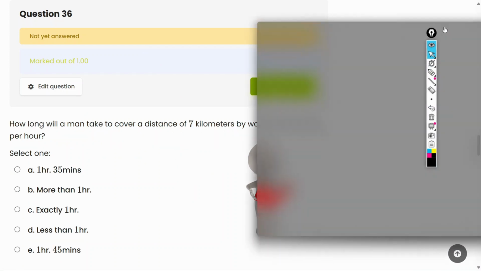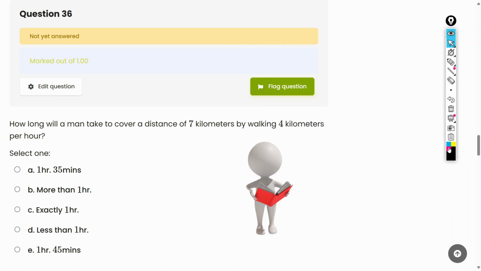36 says, how long will a man take to cover a distance of 7 kilometers by walking 4 kilometers per hour? So it means, according to this question, that 4 kilometers is equal to 1 hour. So we are looking for the value for 7 kilometers, how long it will take. So if 4 kilometers is 1 hour, then how long will it take for 7 kilometers? We can do that by dividing. So 4 kilometers is 1 hour. So 7 kilometers will be 7 over 4 hours.